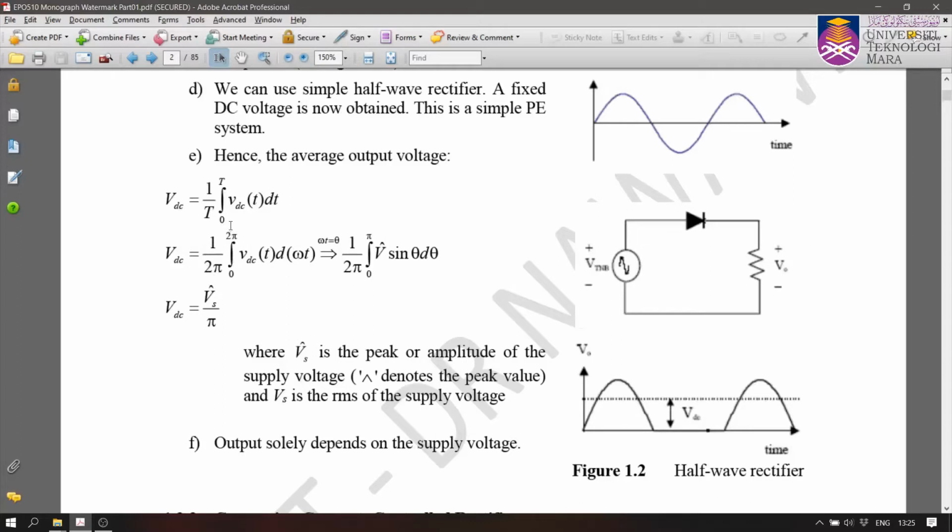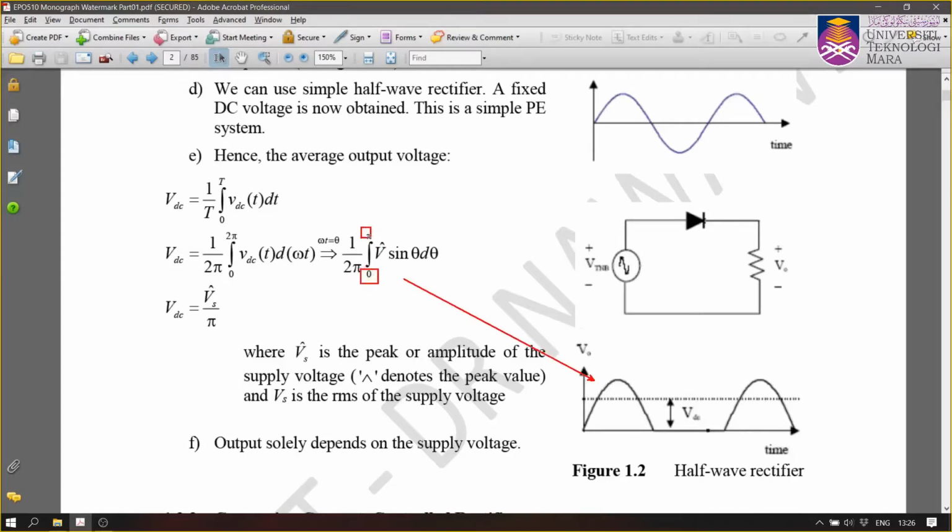We know that T equals 2 pi in radian, so the integral also goes from 0 to 2 pi, and then the voltage. This still refers to the equation of the waveform, but when you zoom into this particular waveform, it only exists from 0 to pi, isn't it? So this is your pi, and this is 2 pi. So the waveform only exists for 0 to pi.